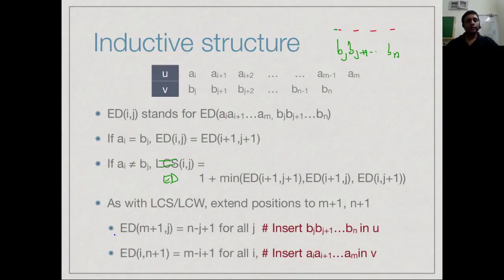Okay, so the edit distance when u is empty and v is at position j is n minus j plus 1. Likewise, when v is empty and u is not, it's m minus i plus 1. Okay, because I have to insert all those letters. So this is a slight difference. It's not 0, but it's the cost of using up the letters which are there, which are missing in this word.